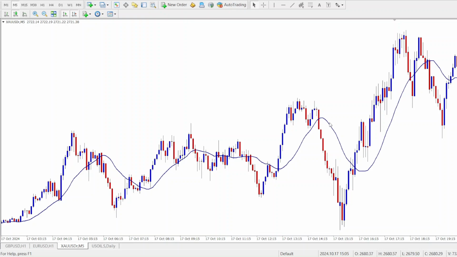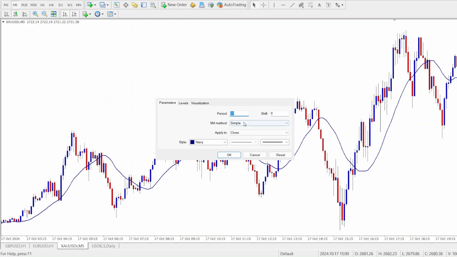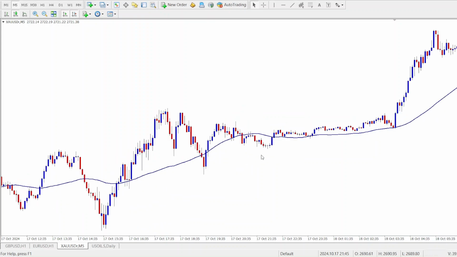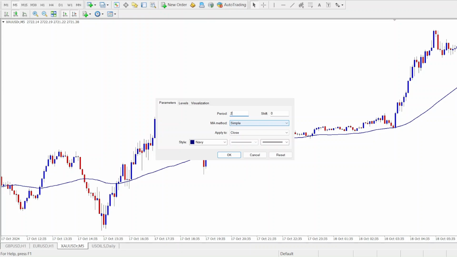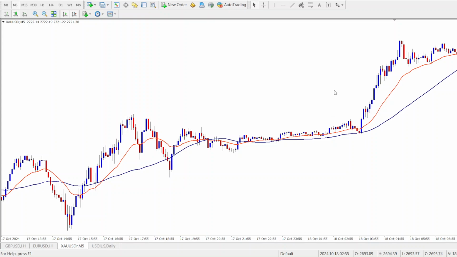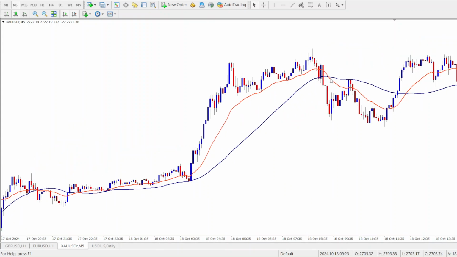Now, for the purpose of scalping, we're just going to be using the 50 SMA to gauge the overall market trend, and we're still going to add on our 21 EMA. While we are using the 50 SMA to gauge the overall market trend, you can use this 21 EMA to identify potential reversal points.